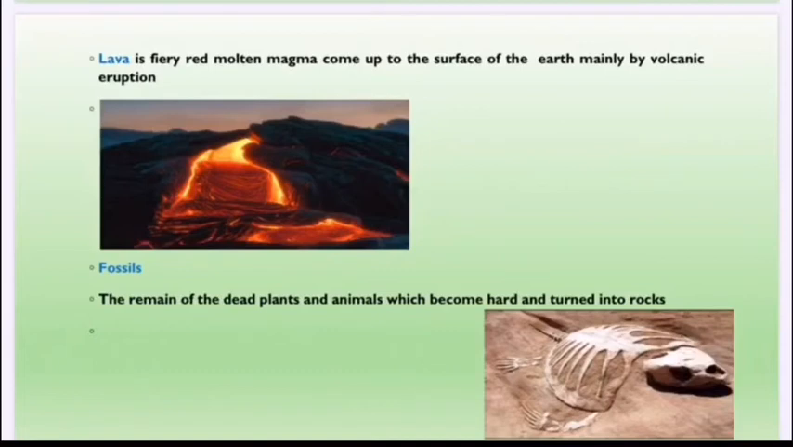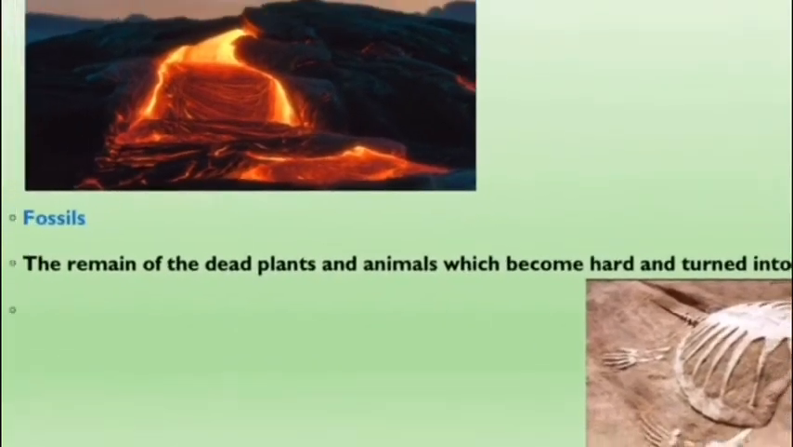That is molten magma that comes out of the surface of the earth mainly through volcanic eruption. It will be like a sprinkle, lighting over the volcanoes. These are the pictures I have given.